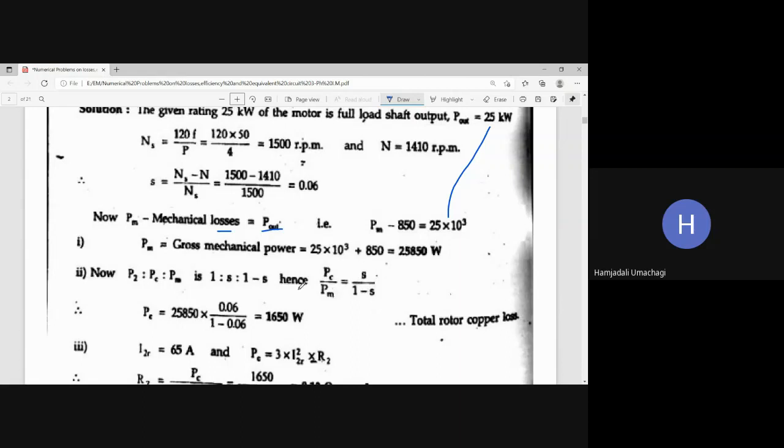Okay, so now substitute all the values here. We have already calculated PM as 25,850, and slip is 0.06. After solving, we get the rotor copper loss of the three-phase induction motor as 1,650 watts. So this is the rotor copper loss.